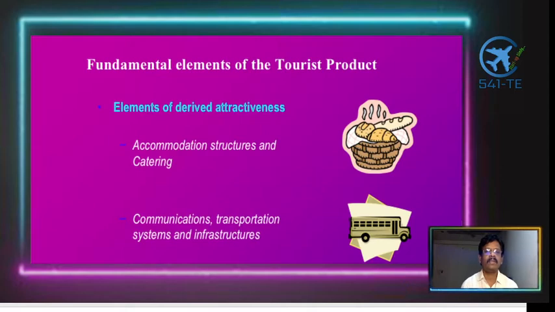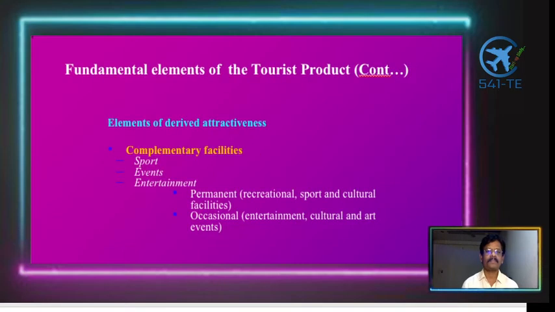When you look at the fundamental elements of the tourist products, as you understood, the elements of derived attractions are accommodation, structure, and then catering, the food, and then room facilities. All these are derived. And then communication, transportation systems, and then infrastructure, the supportive system, is derived attraction. It is also part of the tourism product.